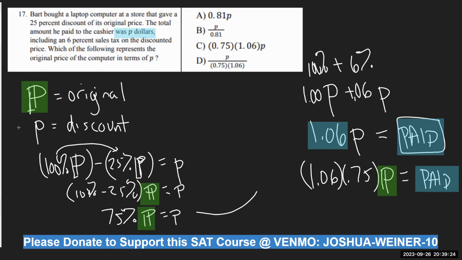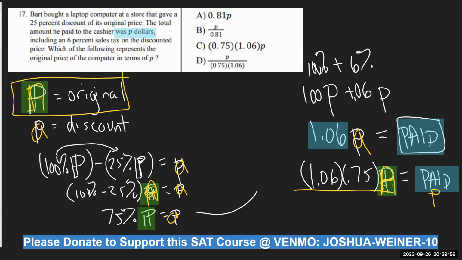And unfortunately, I used P for the discount, so I'm going to change the letter. We'll call this capital A and lowercase a. This is capital A and this is lowercase a. The reason I'm doing that is this is lowercase p, the amount paid, and this is capital A, which is the original amount. So we want capital A by itself. So we have to divide by 1.06 and 0.75 on the left. We do the same thing on the right for lowercase p, which is the amount paid. Sorry, I should have used a different letter.